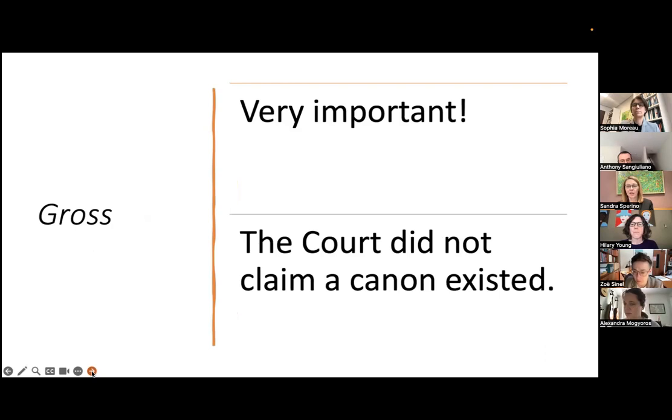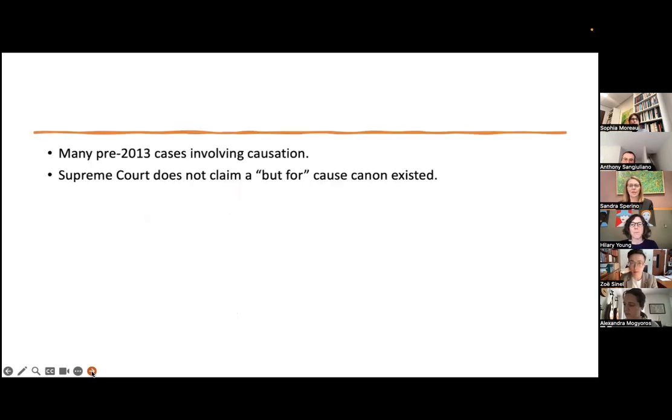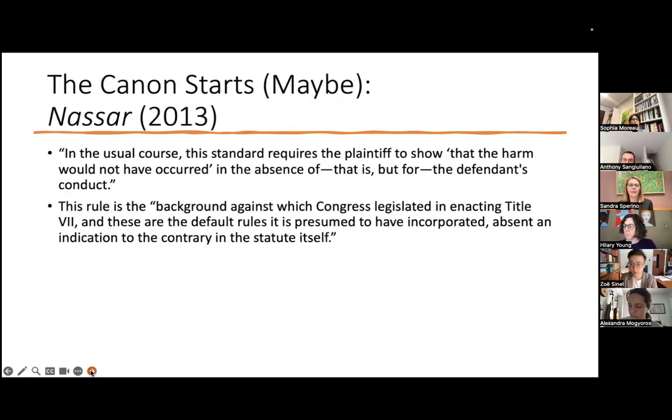Now, this is also extraordinarily important because Gross is written by Justice Thomas. The court does not claim a canon exists in 2009. So again, if we had this sort of ancient canon with a long pedigree, by 2009, you think the court would have claimed it, but we get no claiming of the canon. So in the paper, I also go over a lot of other pre-2013 cases that involve causation. And in none of those cases does the Supreme Court claim that a but-for canon exists.